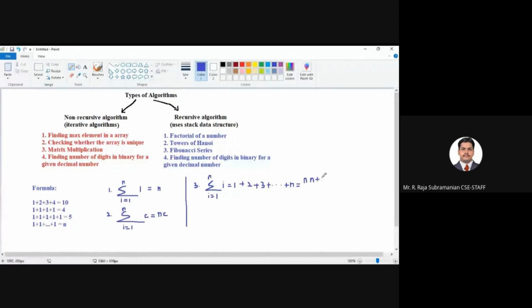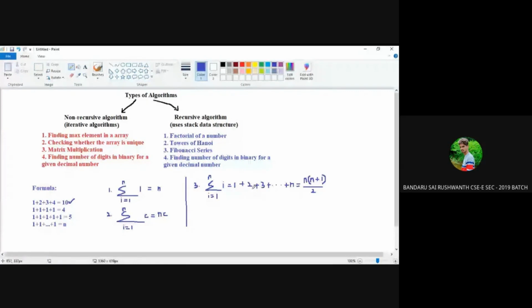We will verify that also. For example, n into n plus 1 divided by 2. We have 1 plus 2 plus 3 plus 4, which is summation i equals 1 to 4 of i. I will substitute here. What is the n value here? 4. So 4 into 4 plus 1 divided by 2, that is 4 into 5 divided by 2. 4 into 5 is 20, divided by 2 is 10. So you got the result 10. Similarly, you can check for other values. This will work. It is very good, right? Easy.